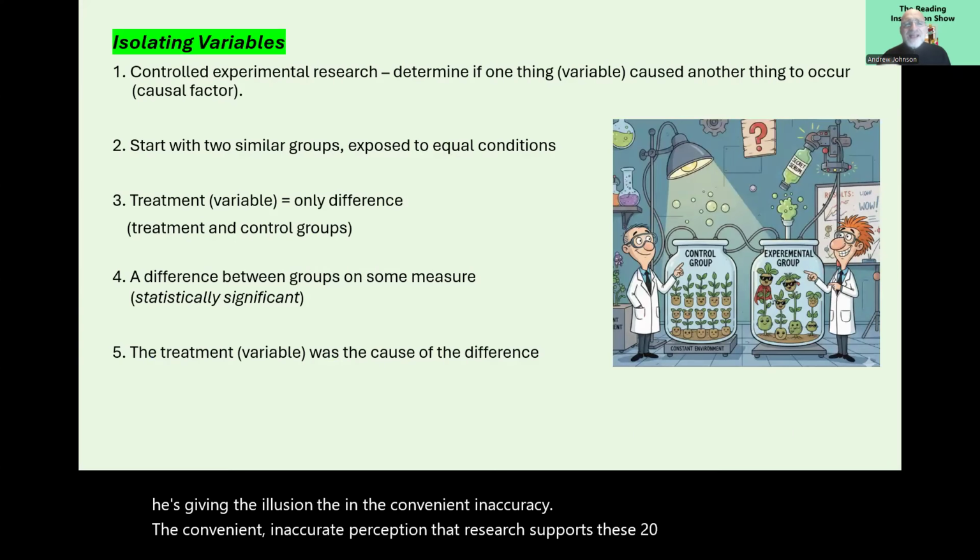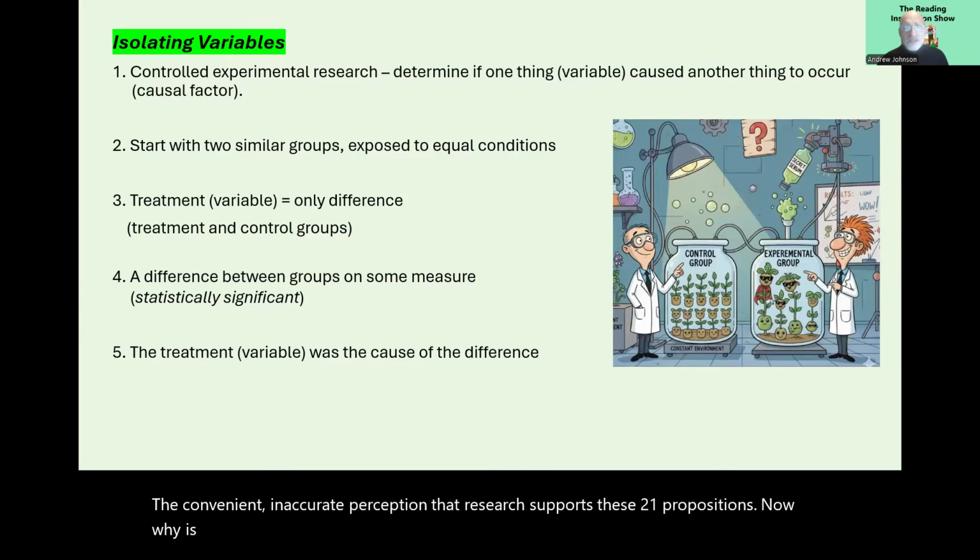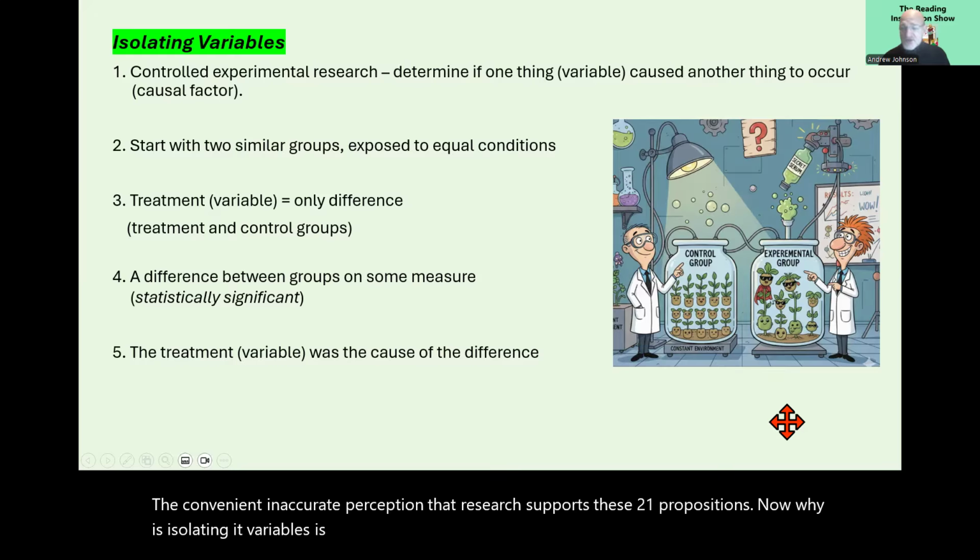Now, why is isolating variables important? In controlled experimental research, and the science of reading says that's the only kind that can be used to make decisions.